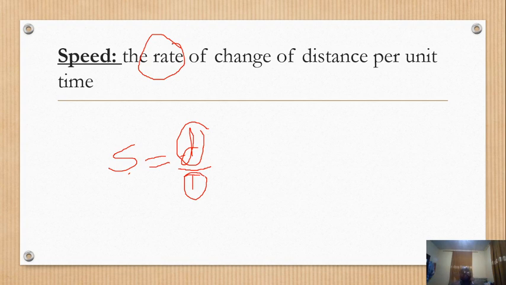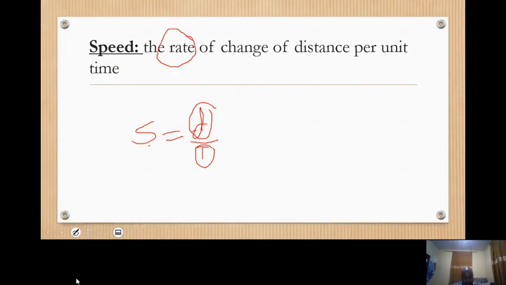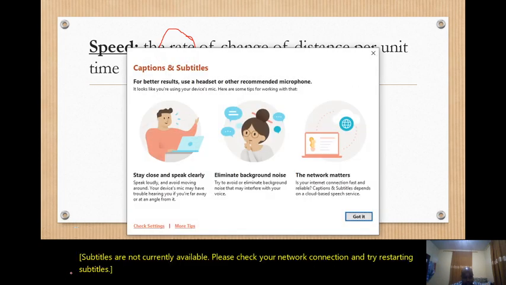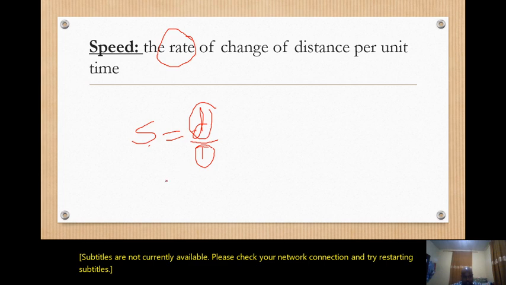To calculate that, we will find the speed. So speed means how much distance did I cover per a given time, per an hour, right? I hope you understand my explanation.